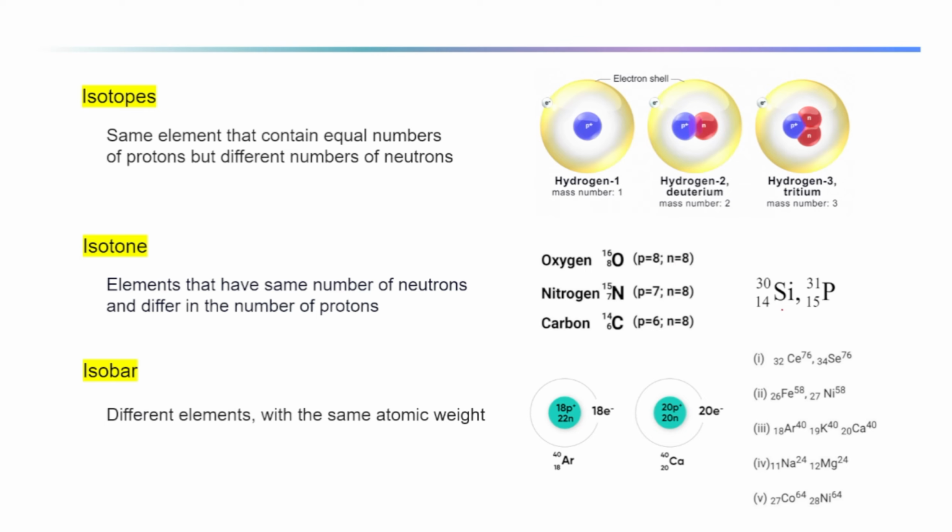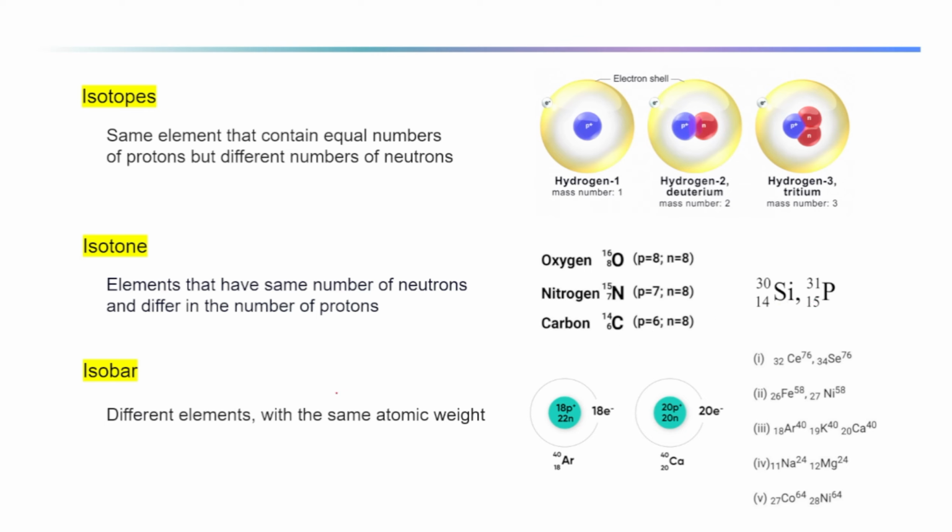Again, if you see silicon and phosphorus, we have different numbers of protons. Here we have 14 and here we have 15, but we have the same number of neutrons, that is 16, in both the cases. So these are called isotones.